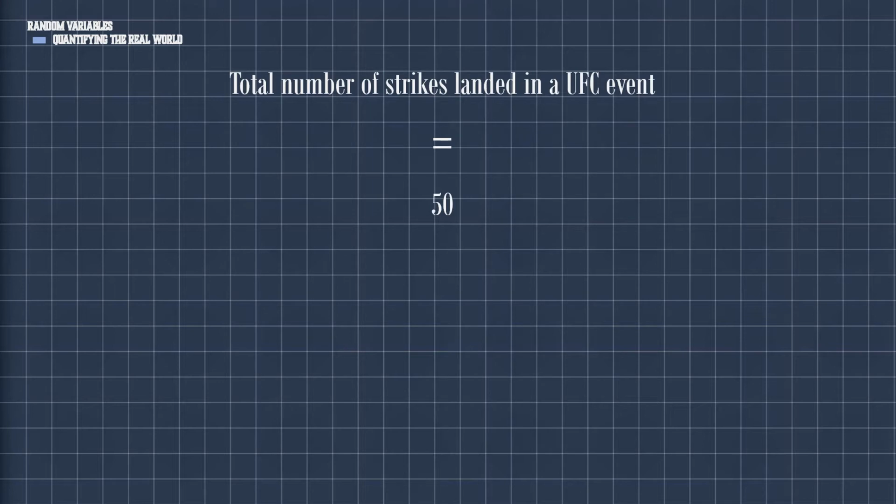An example of a random variable is the total number of strikes landed in a standard UFC event. If a UFC event occurs and the end result is that 50 strikes were landed, we could define the total number of strikes as the symbol SL and record its output for this fight as 50. SL is the actual random variable, while 50 is the output or result of the random variable for this specific fight. A random variable takes something that happened in the real world as its input and converts it to a number. In this example, the number 50.